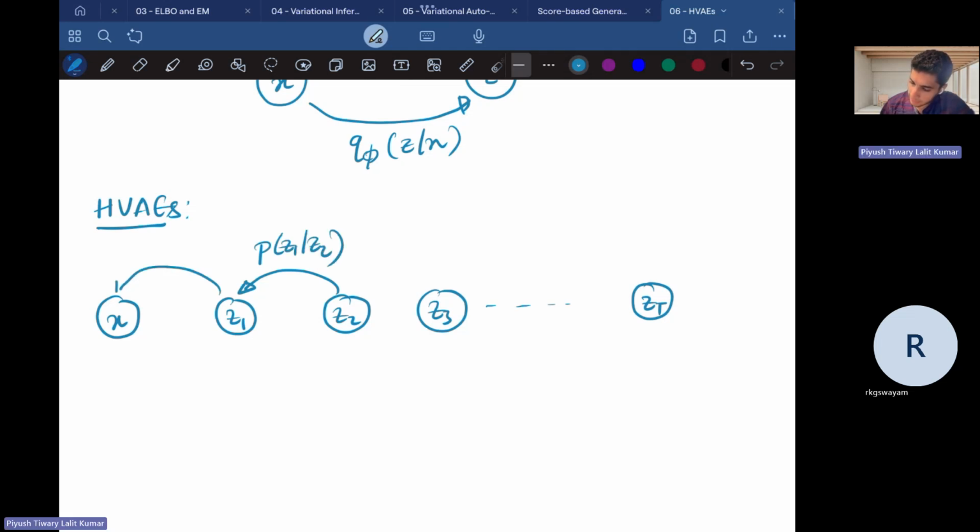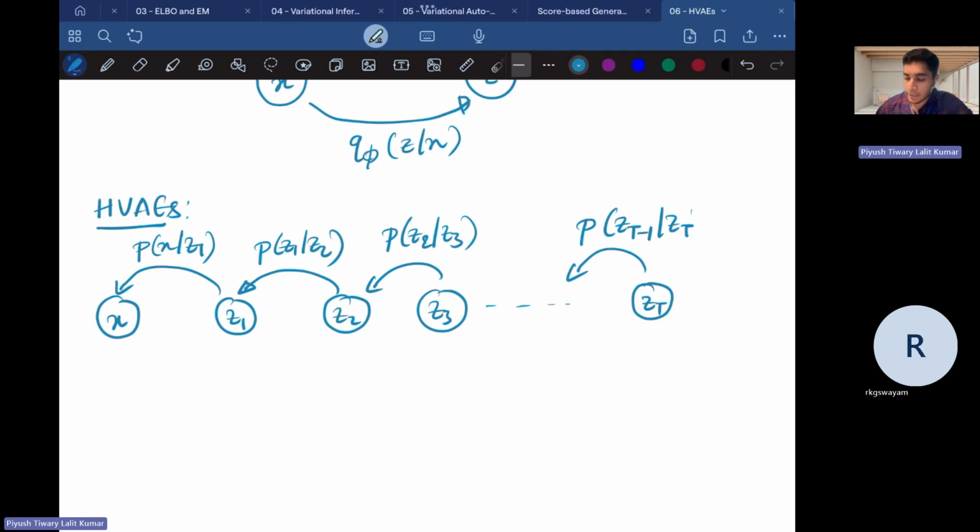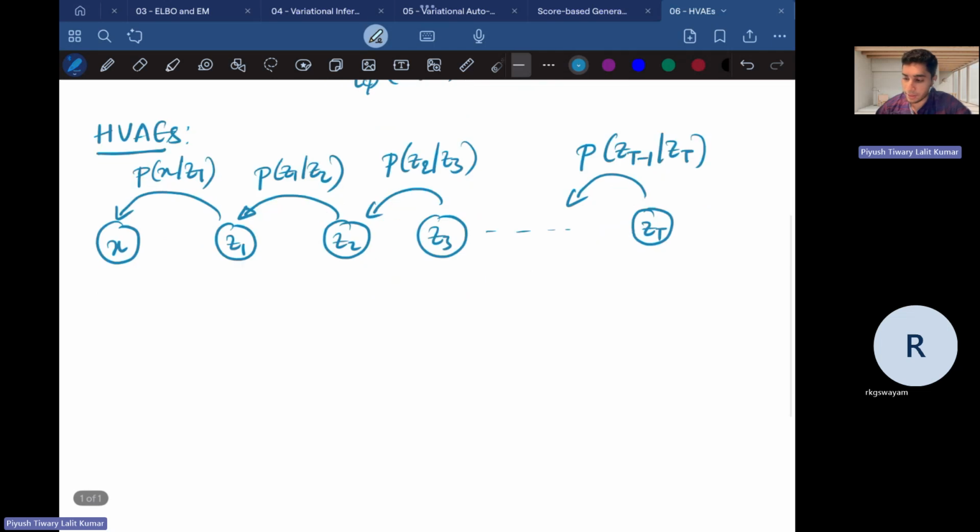In VAEs, we had only P of X given Z1. But now we have multiple latents, and each latent depends on its previous latent. Z2 similarly depends on Z3, so there is P of Z2 given Z3. Similarly, ZT has a generative view for its previous latent, which is P of ZT minus 1 given ZT. ZT itself will be some easy distribution like a Gaussian.